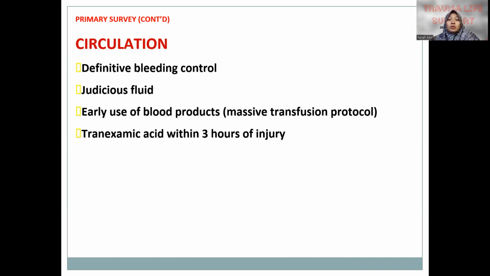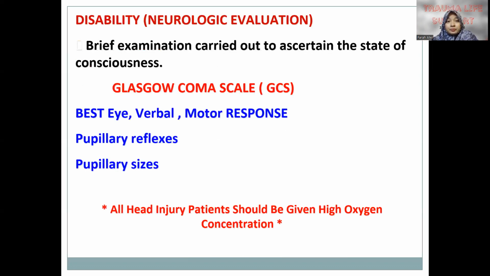All right, don't forget to put in 2 large bore cannulas. Then you start with your initial fluid resuscitation, 1 liter of warm saline, and then you ask for your CFO and your blood transfusion quickly. And tranexamic acid as well, within 3 hours of the injury.